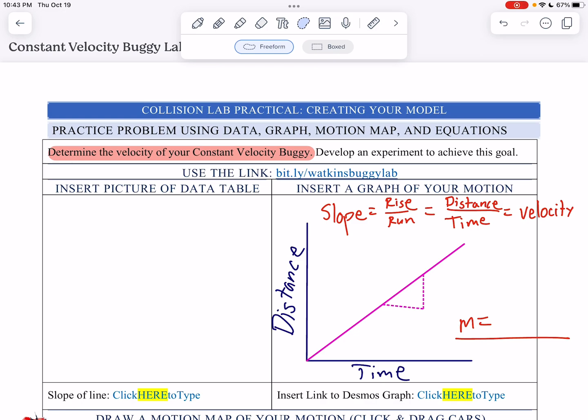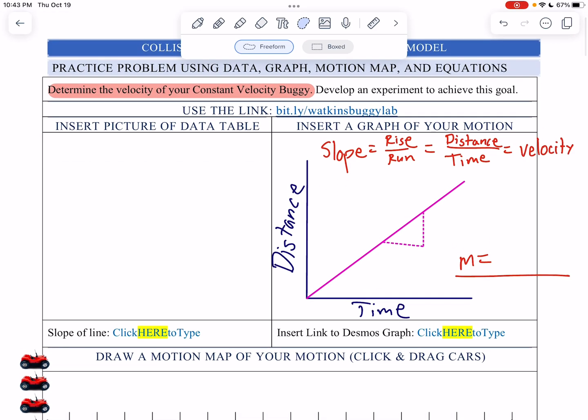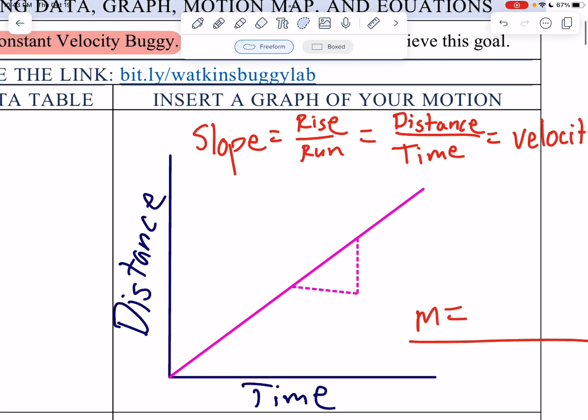All right, so we've already done 2 days of this. What you did on the first page in day 1 is you chose one of the constant velocity cars. You collected some position and time data, or distance and time data, and then you graphed that data. If you do this correctly, you should have ended up with a linear line.